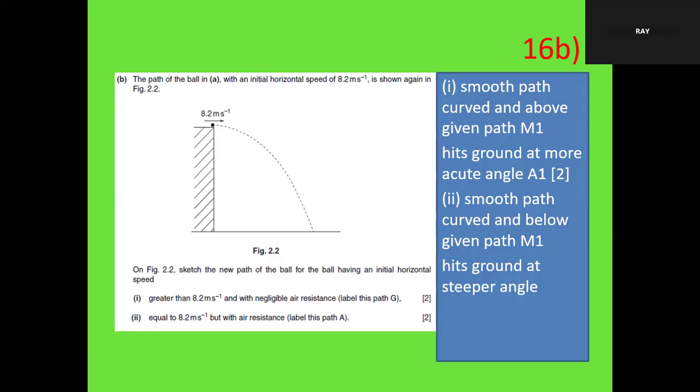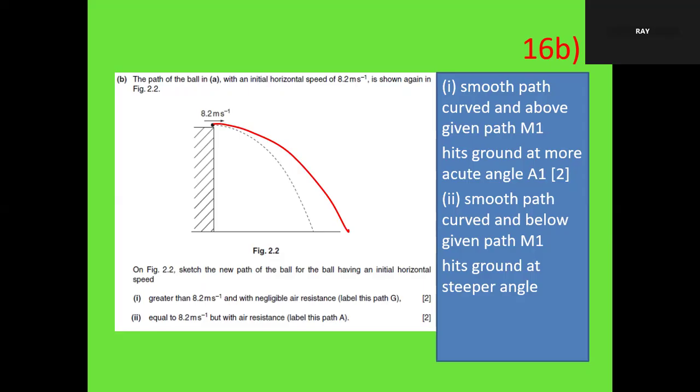No air resistance, greater horizontal speed. Where should the graph be? Further away or shorter distance? If it has a greater initial horizontal speed, it should be further away. The curve should be further away, same shape.